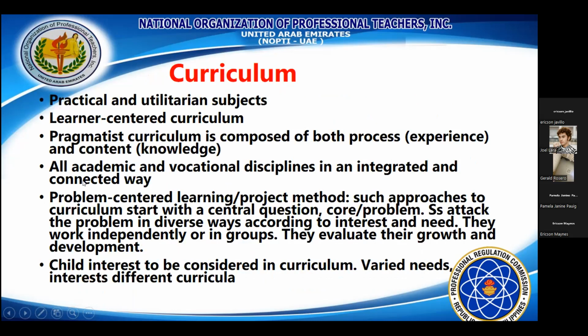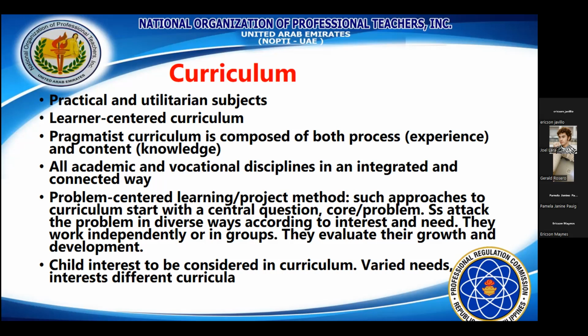Curriculum: practical and utilitarian subjects, learner-centered curriculum. O, yun. Kagaya ng ating K-12. Learner-centered curriculum. Kasi nga, we are facilitators of learning na. Pragmatic curriculum is composed of both process, experience, and content. Process and content, or experience and knowledge. Natututo ang mga bata sa kanilang experiences at sa content na natututunan nila sa school.